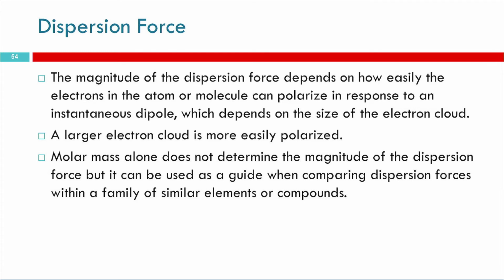The magnitude of the dispersion force depends on how easily the electrons in the atom or molecule can polarize in response to an instantaneous dipole, which depends on the size of the electron cloud. A larger electron cloud is more easily polarized. Molar mass alone does not determine the magnitude of dispersion forces, but it can be used as a guide. So if we add more molar mass, adding more protons and neutrons, you're also adding more electrons and bigger molecules or bigger elements. And so within a family, as you get bigger, you have a bigger cloud of electrons, and they can be more easily polarized and have more of these dispersion forces.